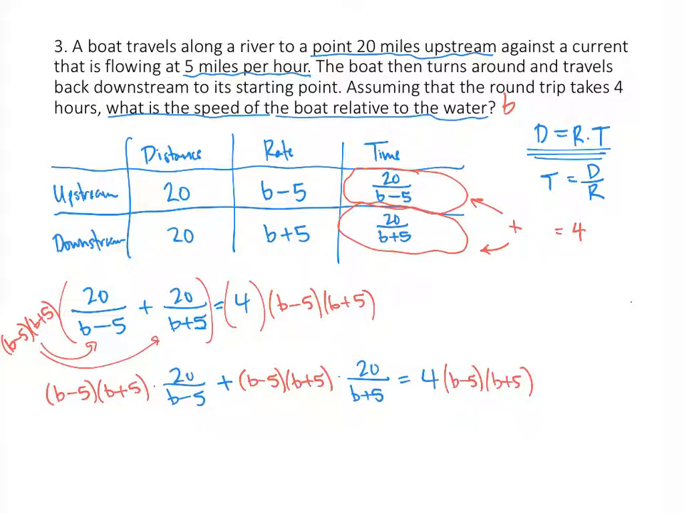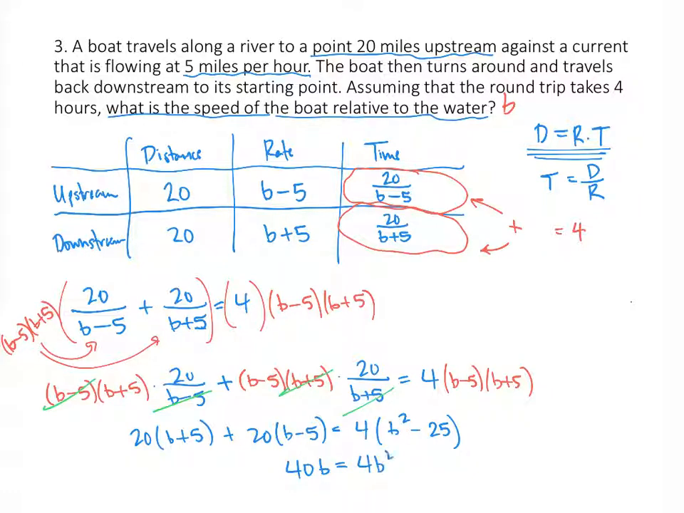So on the left-hand side, b minus 5 and b minus 5 divide out, b plus 5 and b plus 5 divide out, and so I end up with 20 times the quantity b plus 5 plus 20 times the quantity b minus 5 equals, now over here, b minus 5 times b plus 5, multiply that out, we're going to get b squared minus 25. Multiplying out the left-hand side, we get 40b equals 4b squared minus 4 times 25 is 100.